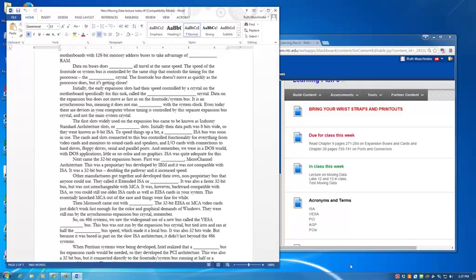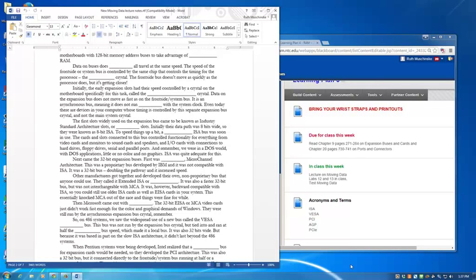Initially, early expansion slots had their speed controlled by a crystal on the motherboard specifically for this task, called the expansion bus crystal. Data on the expansion bus does not move as fast as on the front side or system bus. The expansion bus is an asynchronous bus, meaning that it does not run in step with the system clock. Even today, there are devices in your computer whose timing is controlled by the separate, slower expansion bus crystal and not the main system crystal.